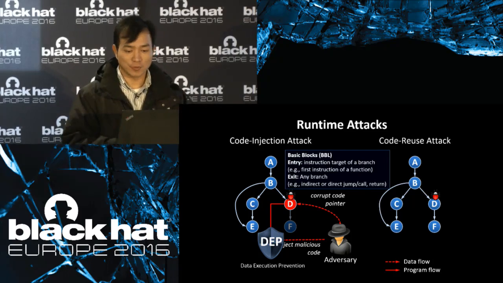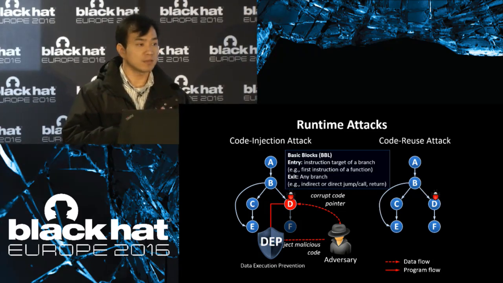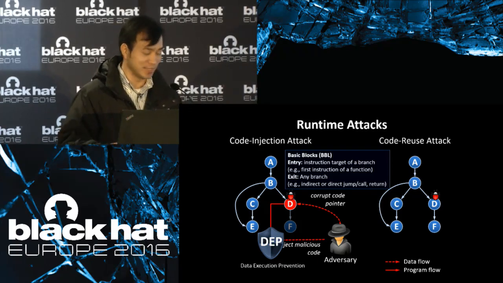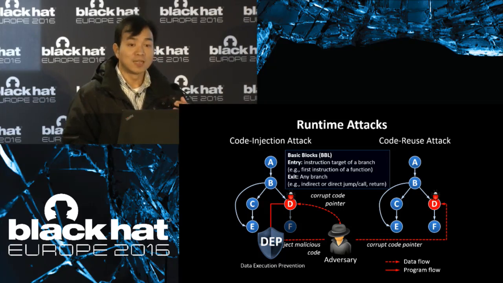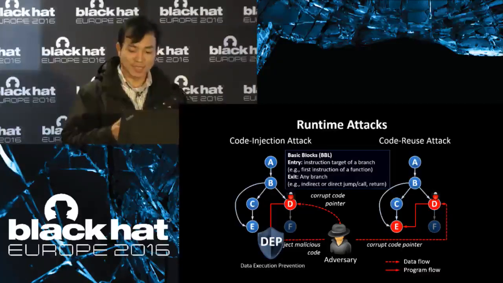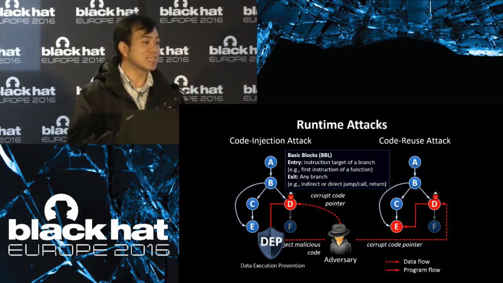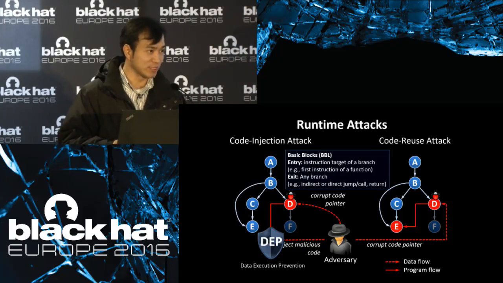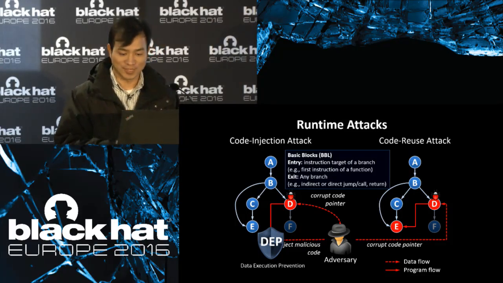So then came the code reuse attack. This time, since the injected code will not be executed, the attacker will change the control flow and reuse some existing code blocks. In this way, they can build up the functionality. They don't really need to rely on any newly injected code, but just reuse the existing code and organize it in a malicious way.